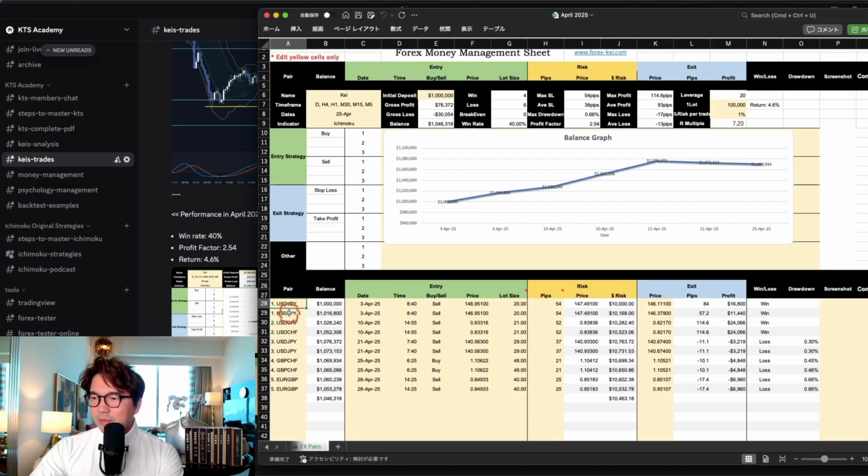USDJPY was my very first trade, which I took on the 3rd of April. Then USD Swiss franc, I took on the 10th of April. Then another USDJPY on the 21st, pound Swiss franc on the 25th, and Euro pound on the 28th. The first 2 trades, USDJPY and USD Swiss franc, were wins, and the rest of the trades were losses.